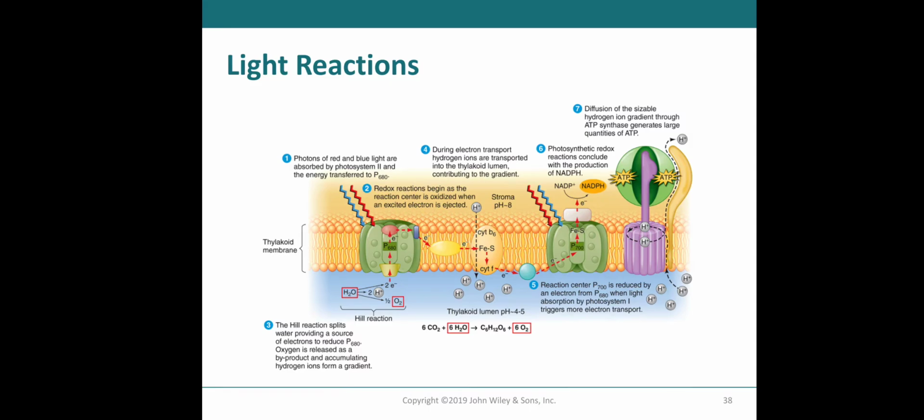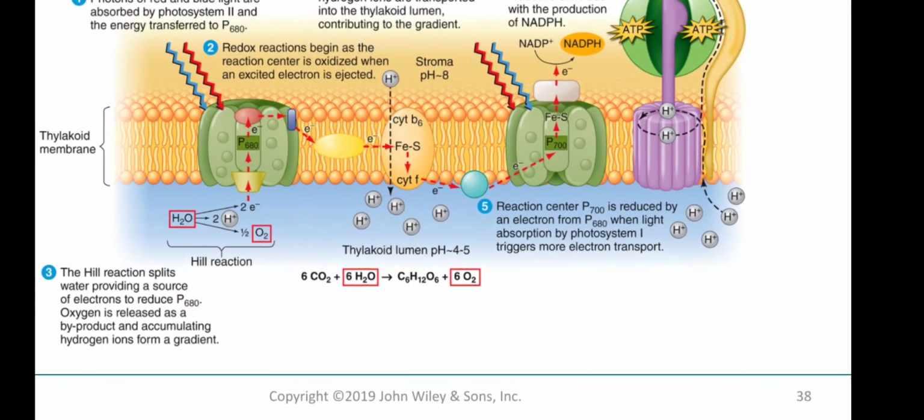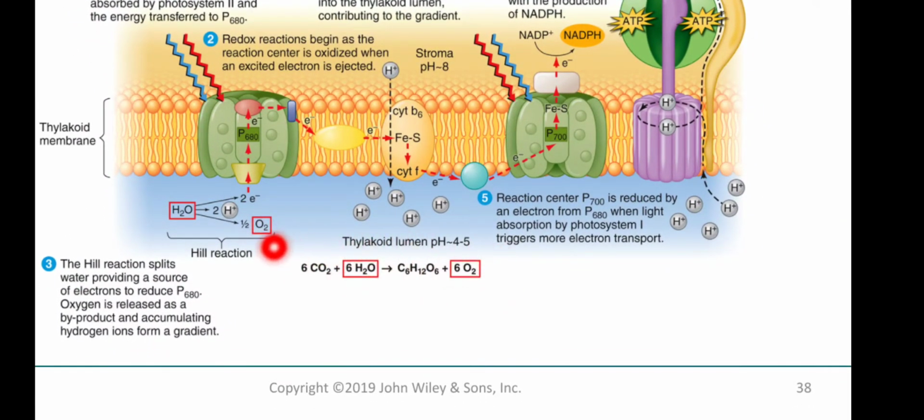So instead of taking in or using oxygen as the final electron acceptor and producing water at the end, this light reaction actually splits water. The water is the electron donor, and the final product is oxygen. So here is your reaction for this one, the water and the oxygen. So this is the reaction for photosynthesis.